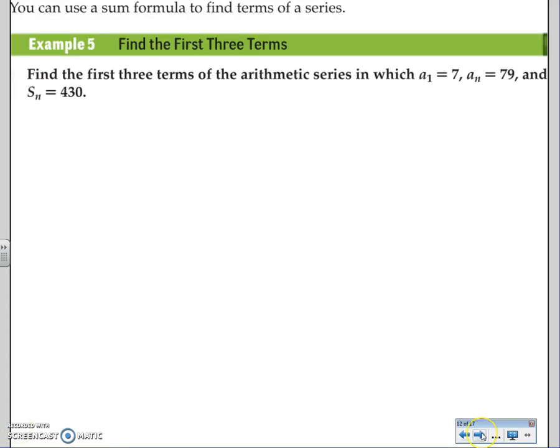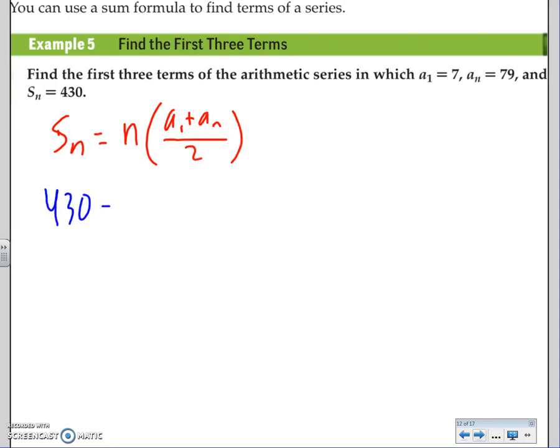Alright, next slide. You can use some formula to find the terms of a series. We can go backwards actually. So find the first 3 terms of the series where the first term is 7, the last term is 79, and the sum of all the numbers is 430. So that formula, S sub n will be n times a1 plus a n over 2. We fill in our numbers. S sub n is 430. N we don't know. A1 is 7 plus 79 over 2.